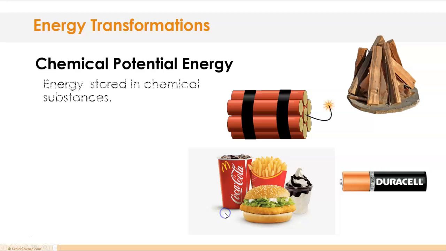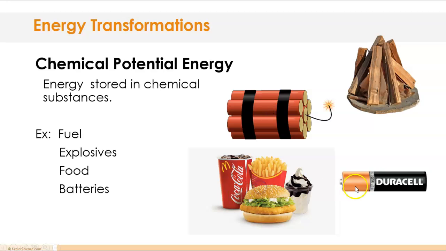So let's look at chemical potential energy. It's energy stored in chemical substances. So the fuel of a fire, there is energy stored in the wood here. There is energy stored in explosives, in the food that we eat, and also in batteries. Those are all forms of chemical potential energy.